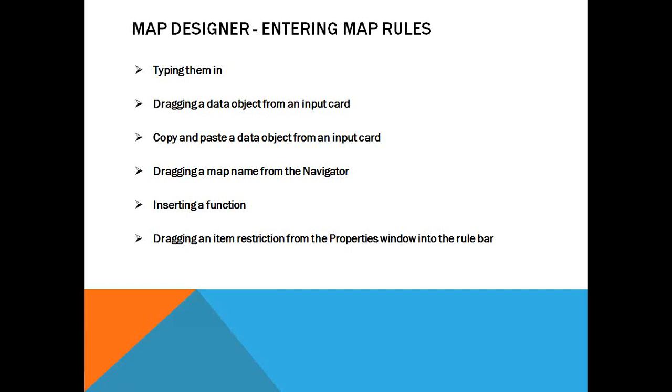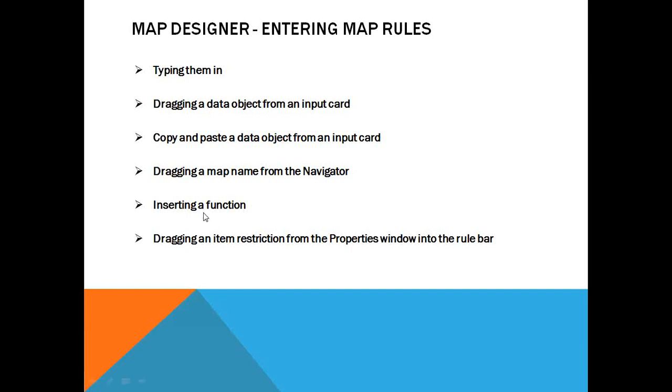So enter the mapping rule. How to do the mapping? Either you can type them or you can drag from the input card to the output card. Mostly typing will be for hard-coded values or built-in functions. The other way is you can drag and drop, or you can copy from the data object in the input card and paste at the output card.